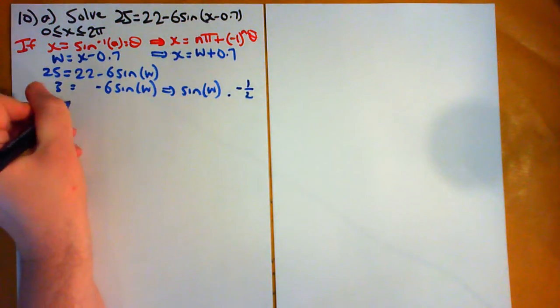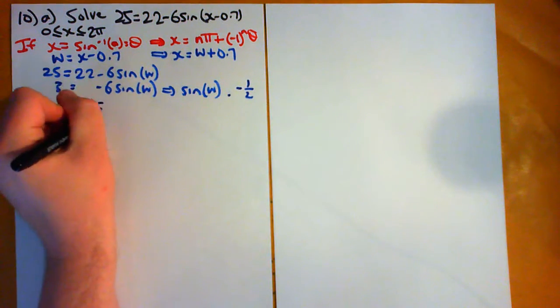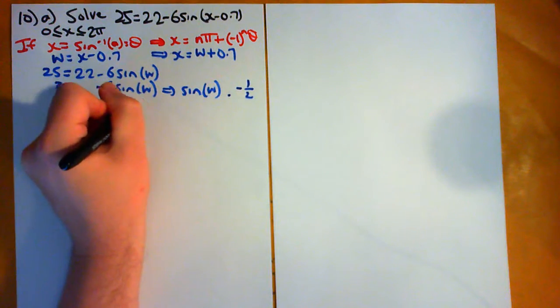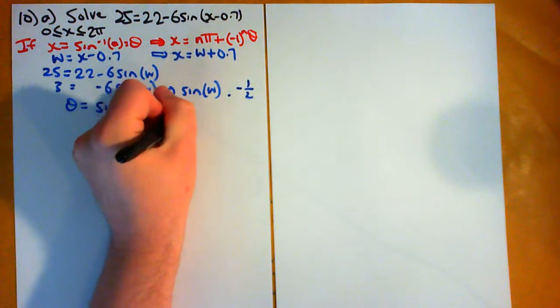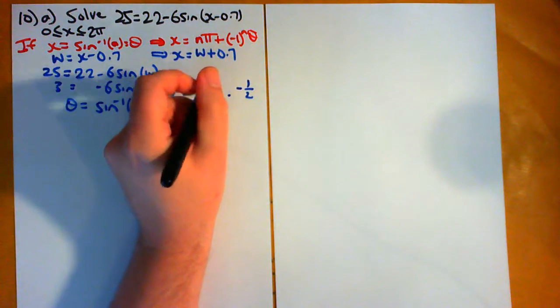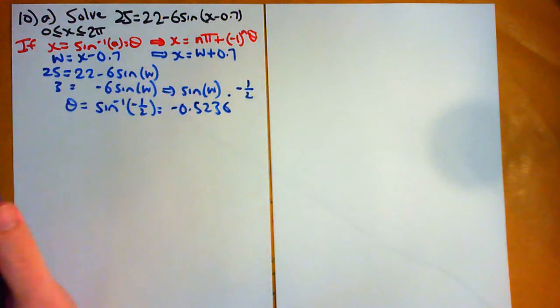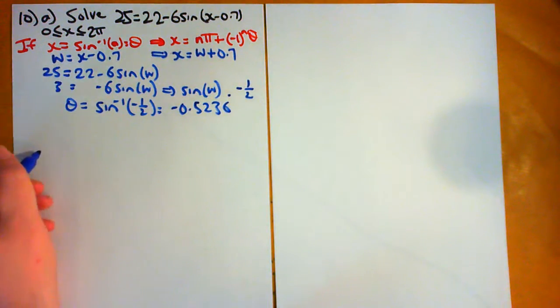Okay, so theta is going to be what we get when we take the sine inverse of minus 1/2, which gives us a value of negative 0.5236. Okay, so we're ready to draw our table now that we've got theta.